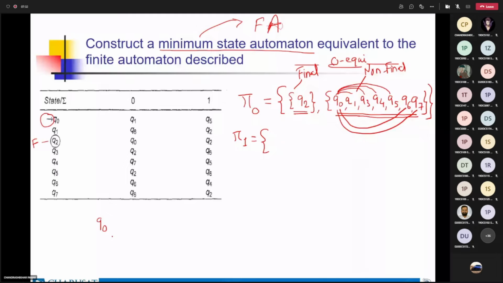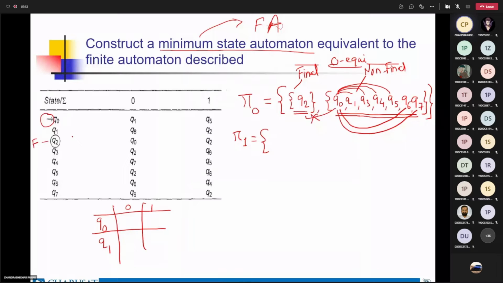Q0, first we will check with the Q1. Do not check the Q0 equivalence with the Q2. No need to check because they are already separated. They are already within the different set. So Q0 equivalence with the Q1, that we have to check. So just observe this table and accordingly we have to see.